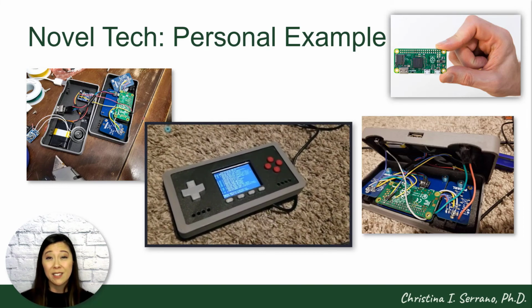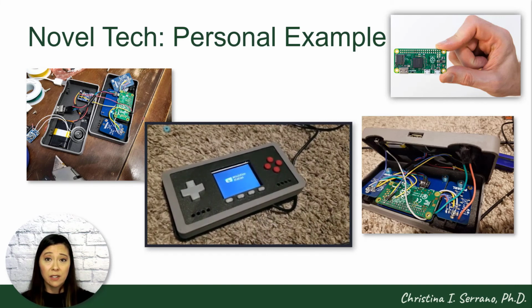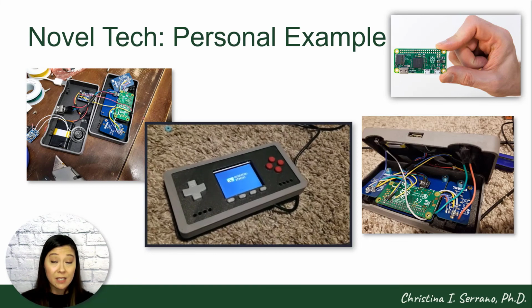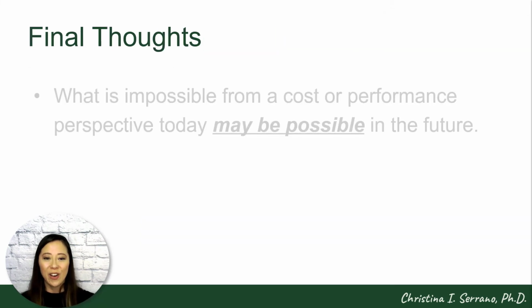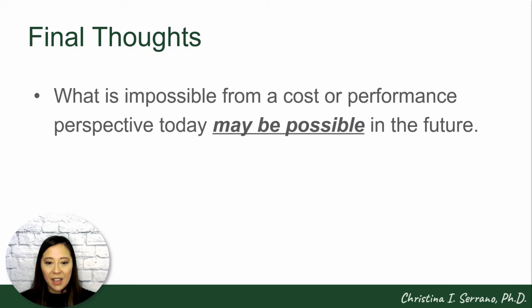Aside from these examples, the chapter talks about many more novel technologies, including a final section that talks about the business case of Disney and its implementation of what are called MagicBands. Okay, so I'll close with some final thoughts. A major takeaway from this chapter is that what is impossible from a cost or performance perspective today may be possible in the future. So supply chain, what does it mean for transportation and logistics if there are driverless fleets? And marketing, what's on the horizon with marketing analytics? And where will we go with machine learning and artificial intelligence?